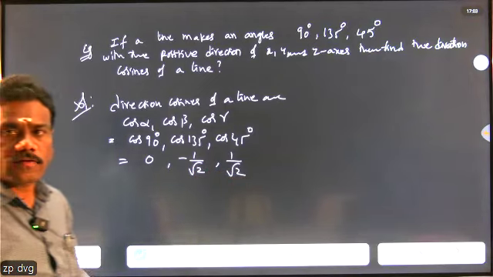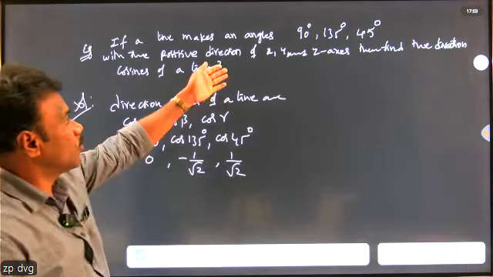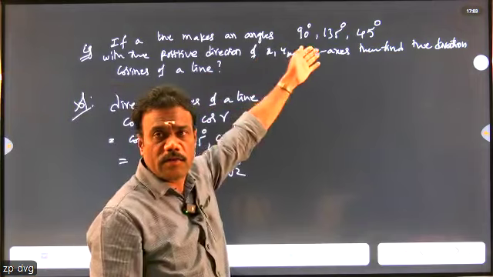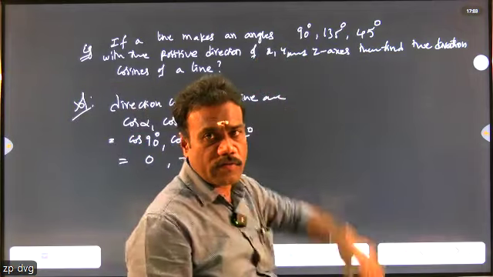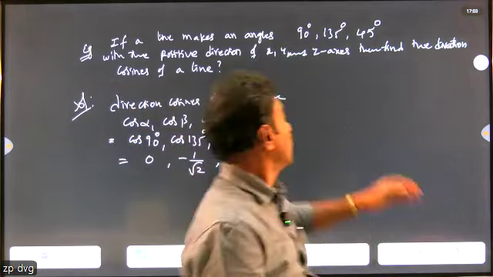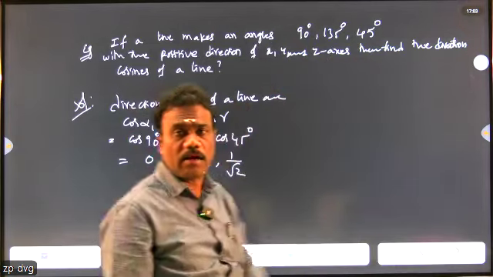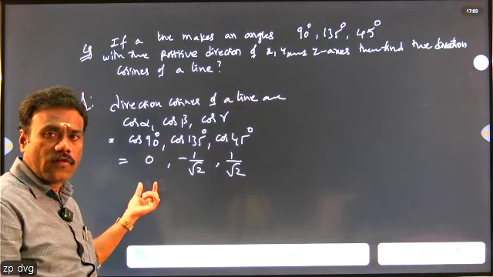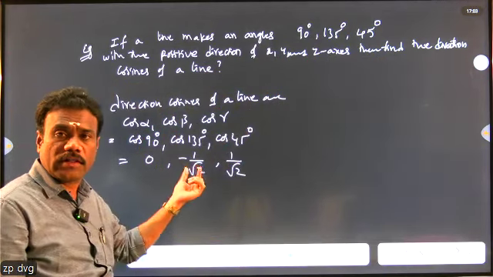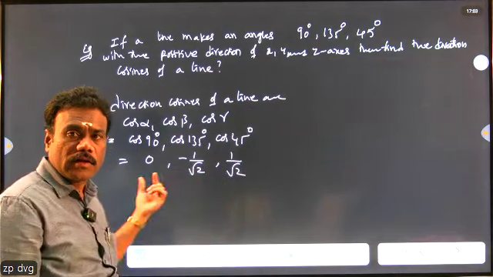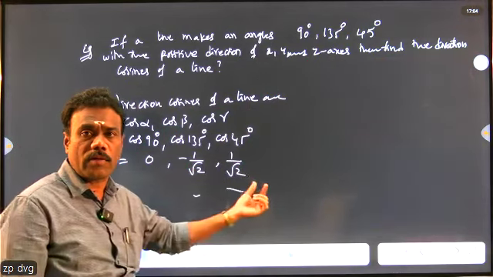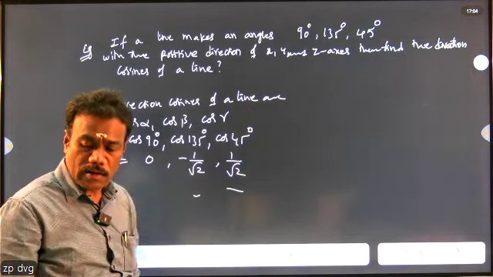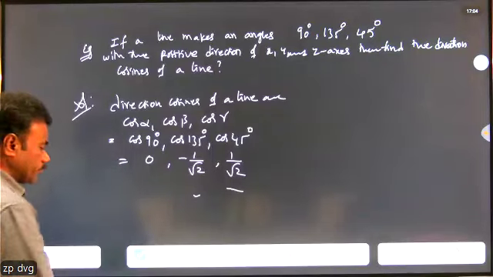So the direction cosines of this line, which makes angles 90 degrees with the x-axis, 135 degrees with the y-axis, and 45 degrees with the z-axis, are cos 90 degrees, cos 135 degrees, cos 45 degrees. That is 0, minus 1 by root 2, 1 by root 2. Right? Let us go for the next question.